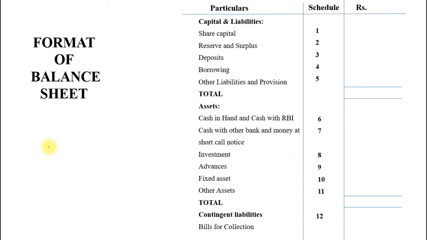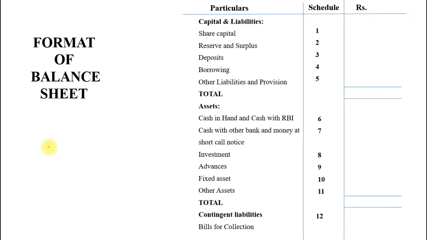Let us try to understand what are the things which can come under each schedule. Share capital will basically have your share-related stuff, anything which is related to shares. Reserve and surplus can have your reserve fund, capital reserve, profit and loss, security premium. Deposits can be saving account deposit, current accounts, fixed deposits. Borrowing includes any borrowing the bank has with other banks. And in other liabilities you can have creditors, bills payable, unclaimed dividend, outstanding items, all those things.